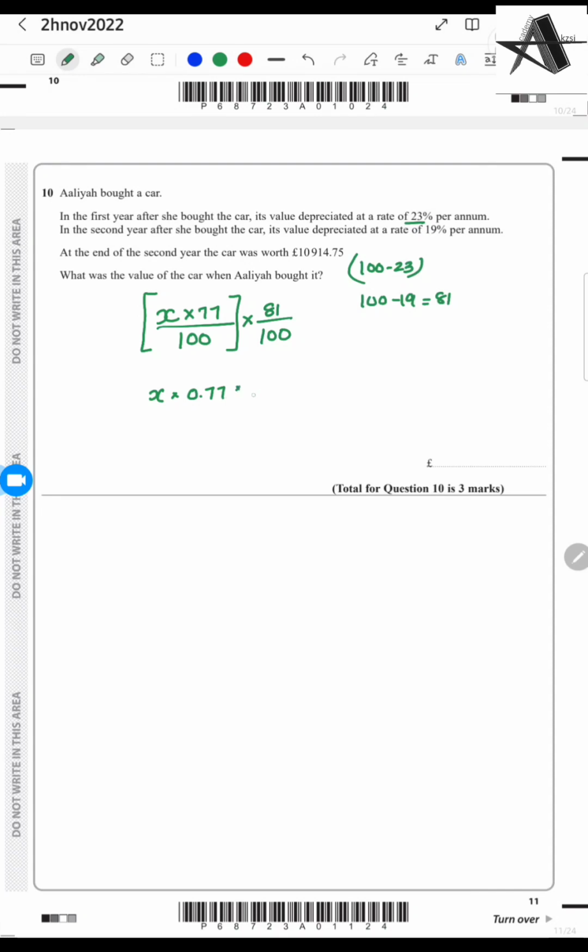0.77 times 0.81. This value is equal to 10914.75. From here, x is equal to 10914.75 over 0.77 times 0.81, and this value is equal to 17500.